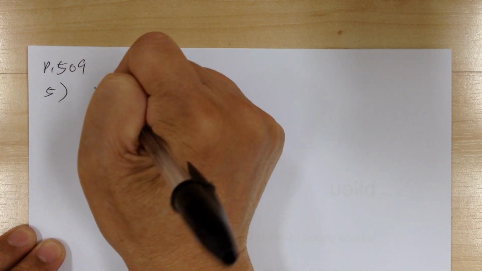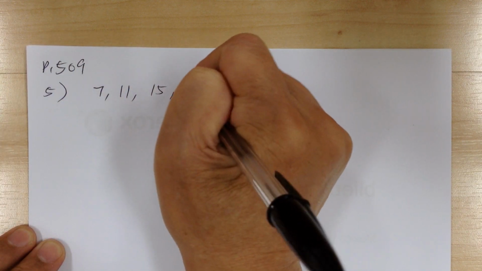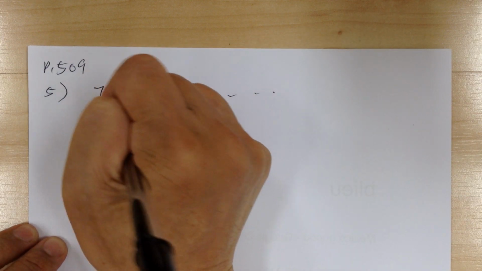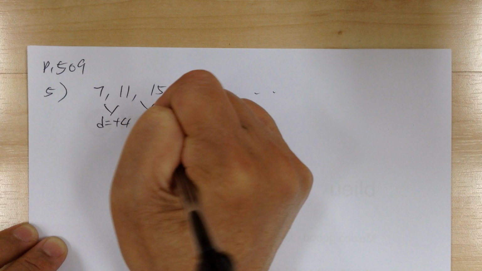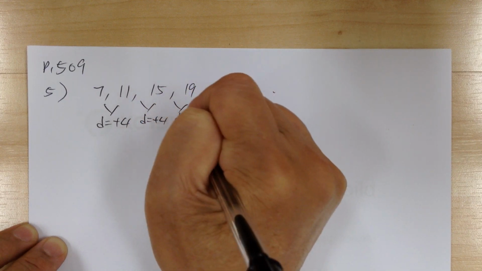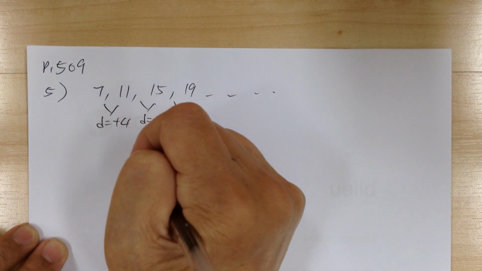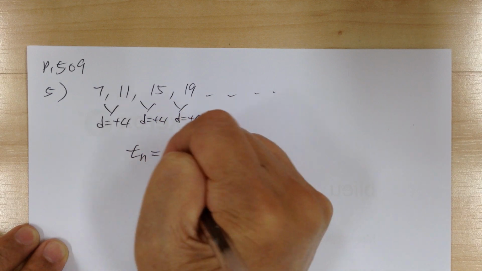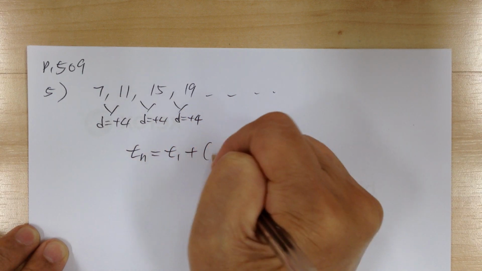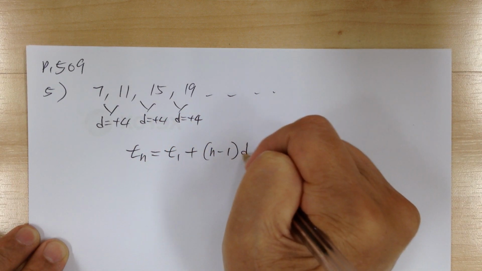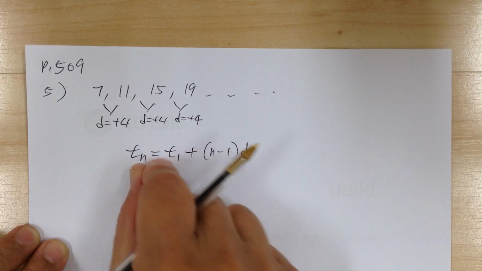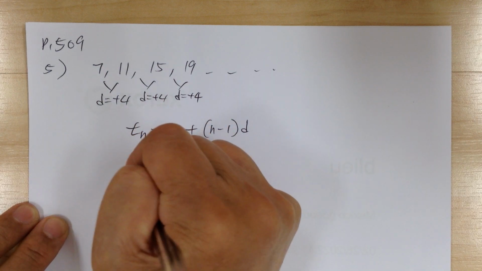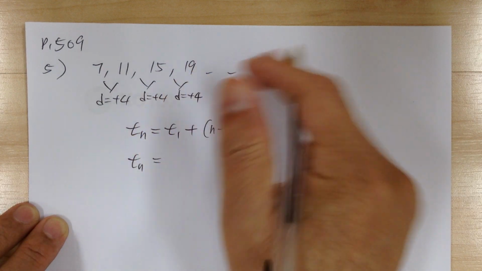You have 7, 11, 15, 19, dot, dot, dot, dot. Over here, D equals plus 4. You have to add 4 to get to the next one. Let's use the formula. T of n equals T1 plus n minus 1 times D. Again, when you have n and 1, this has to match this. T of n is any term.